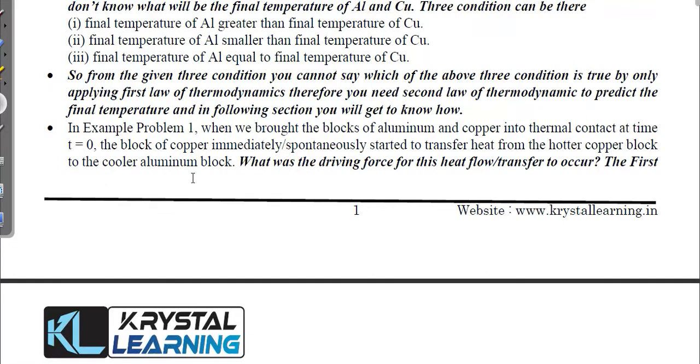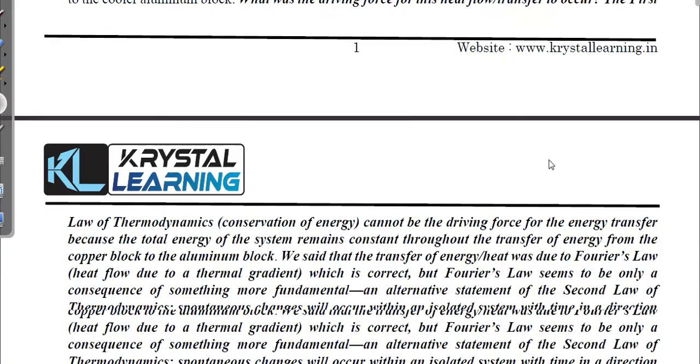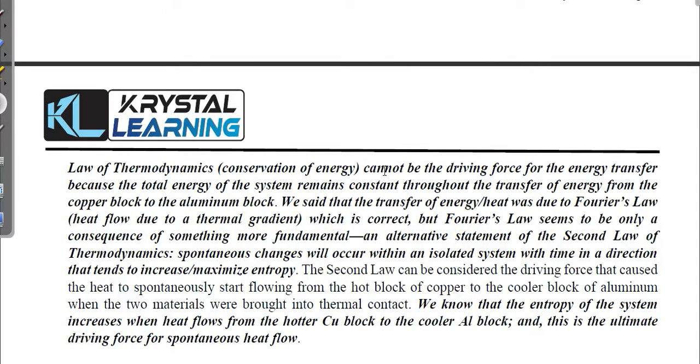In example problem 1, we brought blocks of aluminum and copper into thermal contact at time T equal to 0. The block of copper spontaneously started to transfer heat from the hotter copper block to the cooler aluminum block, we know. Now we will discuss what the driving force is for this heat transfer. There must be some driving force, because a gradient must be there for the transfer to take place. So what is the driving force? The first law of thermodynamics, that is conservation of energy, cannot be the driving force for energy transfer.